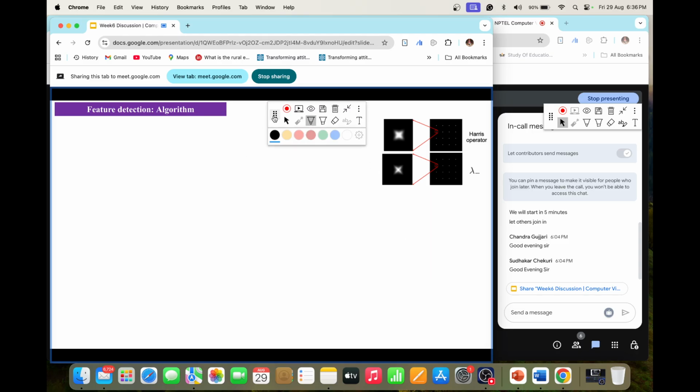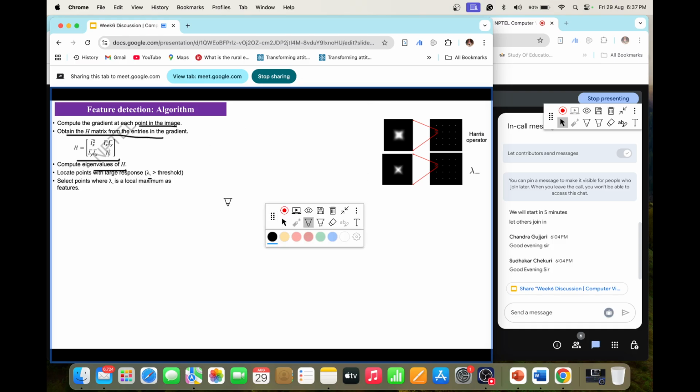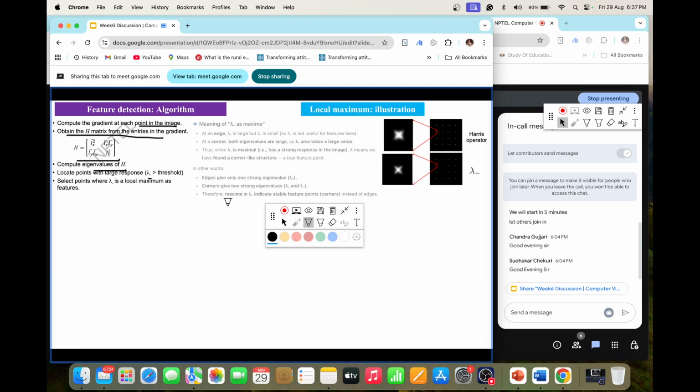Then the feature detection algorithm. We have just discussed it: compute the gradient at each point in the image, obtain the H matrix, compute the eigenvalues, and then locate the points with a large response, that is, lambda minus greater than a threshold. Select points where lambda minus is a local maxima as features.